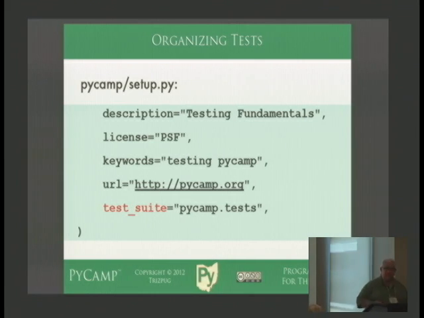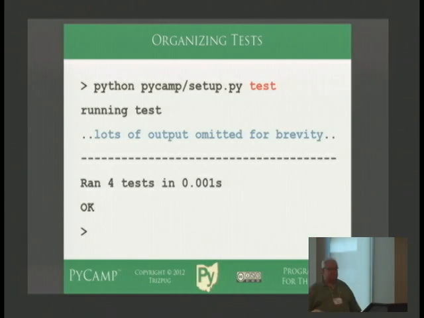In test_suite, you specify to the setup function where the test cases are for this package. They can be imported from the pycamp.test subpackage. So specify that in setup.py, and what Python then allows you to do, and setuptools allows you to do, this is where unittest has hooks into other Python tools. And setuptools is one of the most important tools in Python. It allows you to create and distribute Python packages.